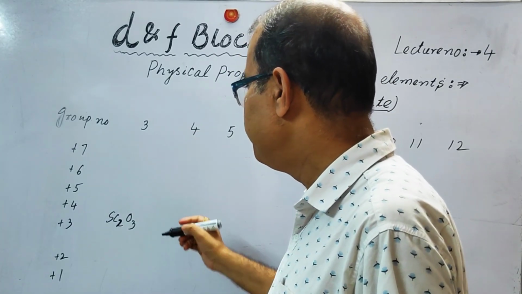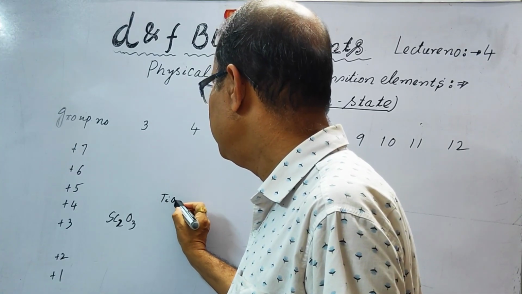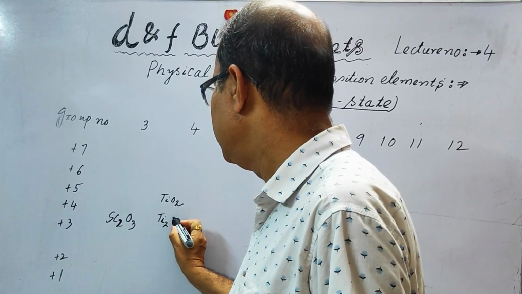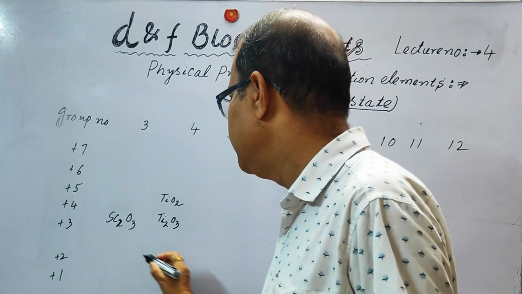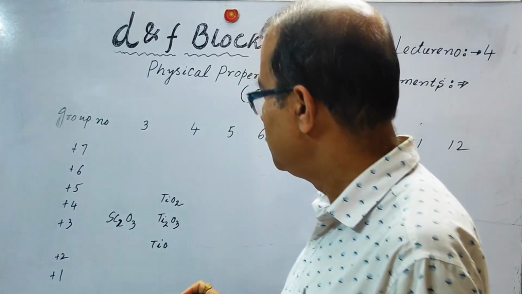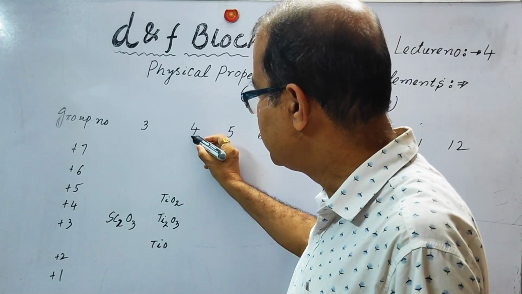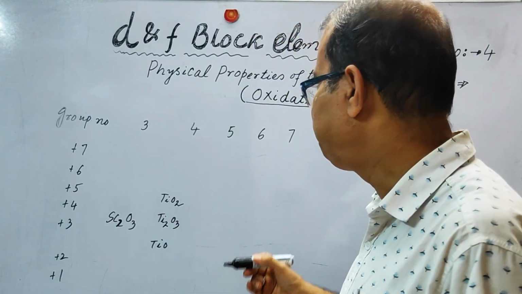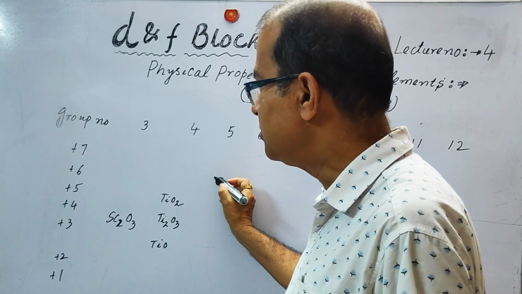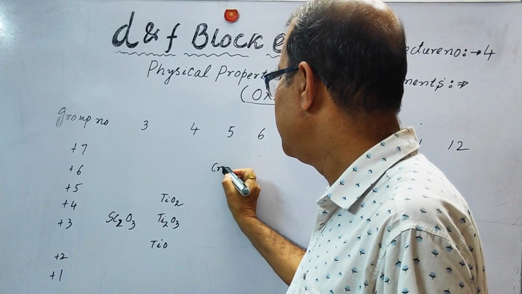In the case of titanium, you can observe TiO2, then oxide, Ti. So you can see here also the maximum oxidation number is +4, which corresponds to this group number. Here in chromium also we can see the maximum oxidation state is observed, that is CrO3.